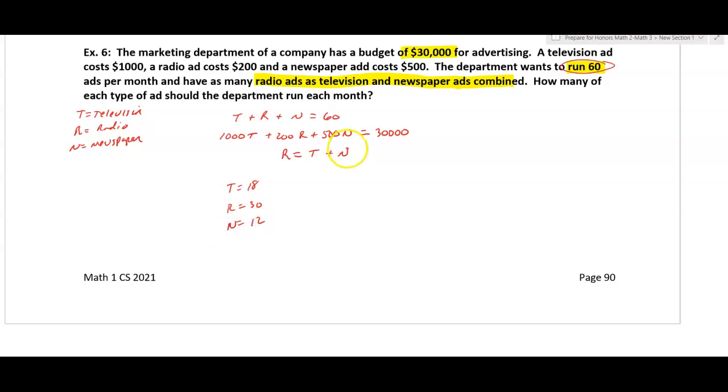Just a hint of advice when you're solving this. I would take this equation, R equals T plus N, and I would basically move the T over by subtracting T, move the N over by subtracting N, so I would have R minus N minus T equals 0. Or if I wanted to match it up above with the first equation, I would do negative T plus R minus N equals 0, right? So rewriting that bottom equation like that would help.